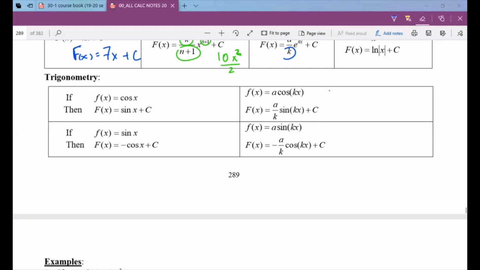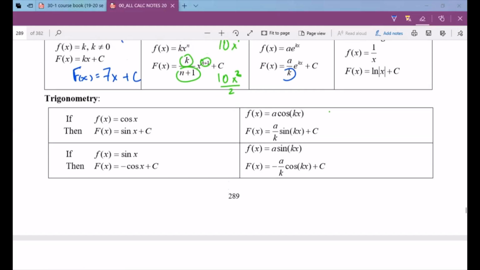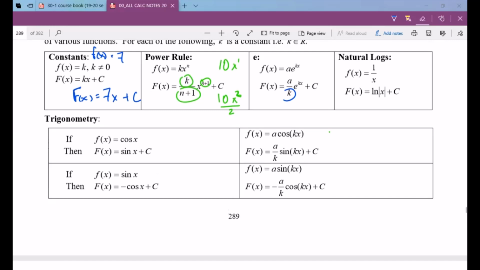These boxes over on the right, all that's getting at is kind of similar to what we saw up before with chain rule. If we have cosine of kx, then we're going to have sine of kx as our antiderivative, but we're also going to have to divide that by k, because if we were differentiating, we would be multiplying it by k.